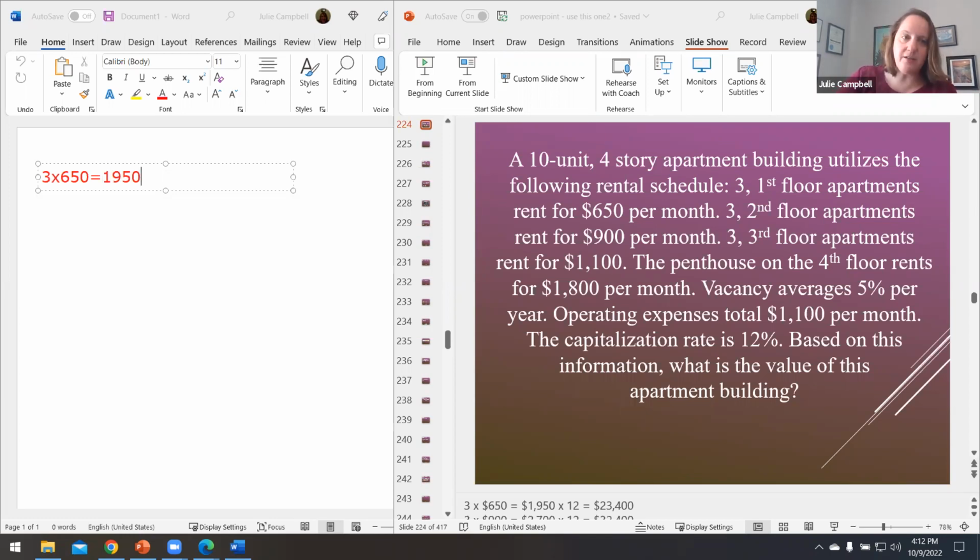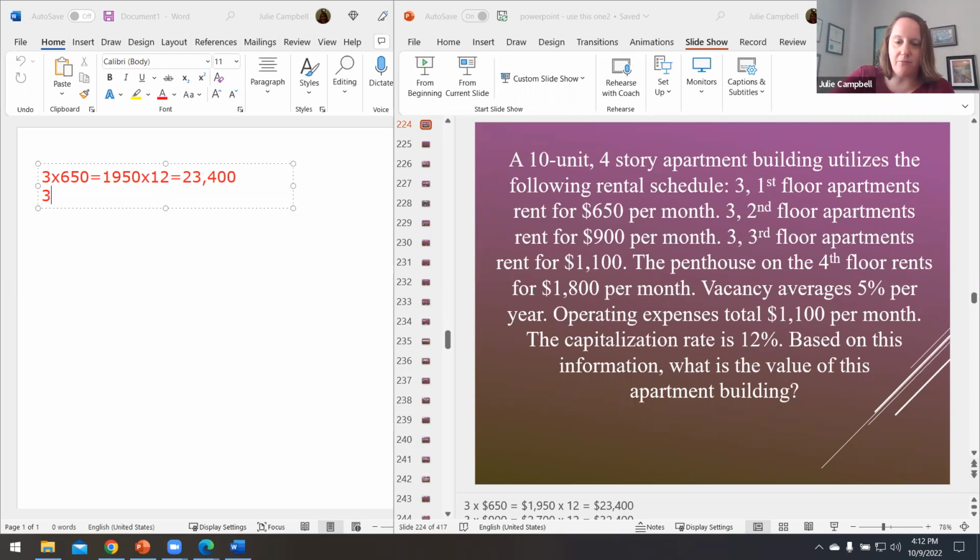So they rent for $1,950 a month. There's 12 months. So these first 4 units rent for $23,400 a year, or maybe you found the monthly for all 4 and then times by 12. No wrong way to do it. We'll probably get the same number at the end, right?